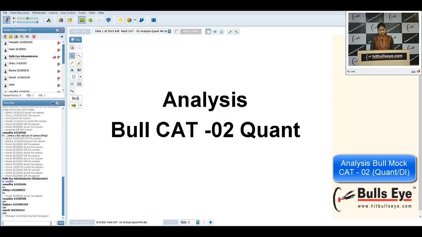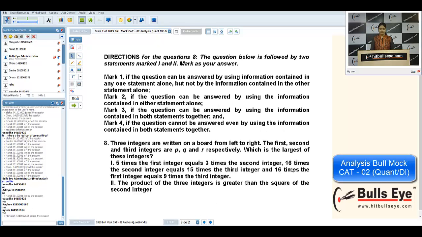Now, okay, let us start analysis of Bull Cat 2, Quant and AR section. Yeah, question number 8. That was a difficult question. Yeah, any problem in this? What is the answer for this? This is option third, option number 3. Question can be answered by using the information contained in both statements together. Yeah, any problem in this? If you want me to explain this question, please write explain in chat box.